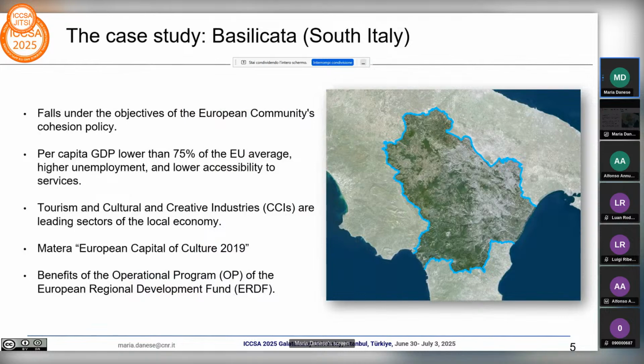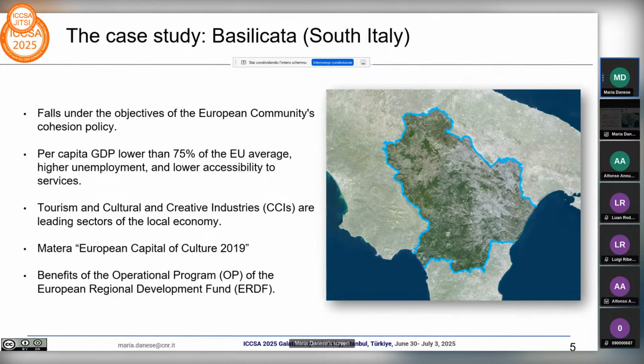Now let's focus on Basilicata, a region in southern Italy. It is considered a less developed area by the European Union because its economy is weaker than other parts of Italy. For example, the GDP per person is less than 75% of the EU average, and there is more unemployment and lower access to services. Because of this, Basilicata receives support from the European Regional Development Fund. This fund helps reduce differences between regions and improve life in disadvantaged areas.